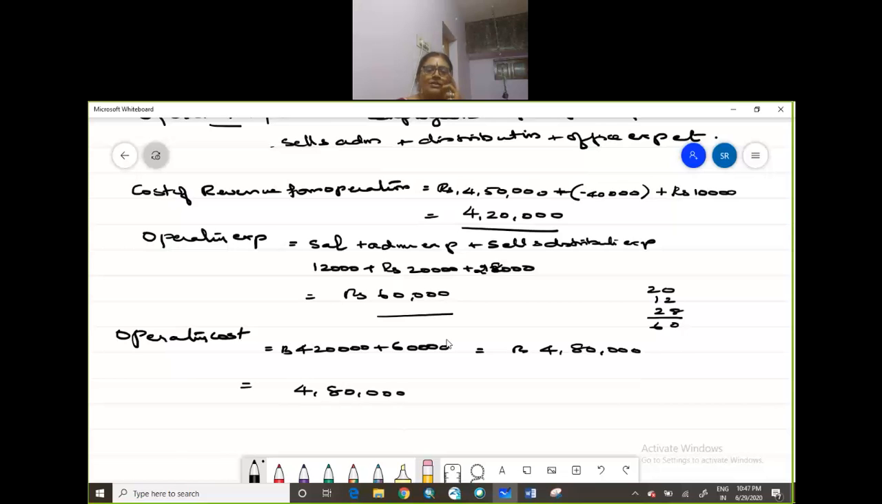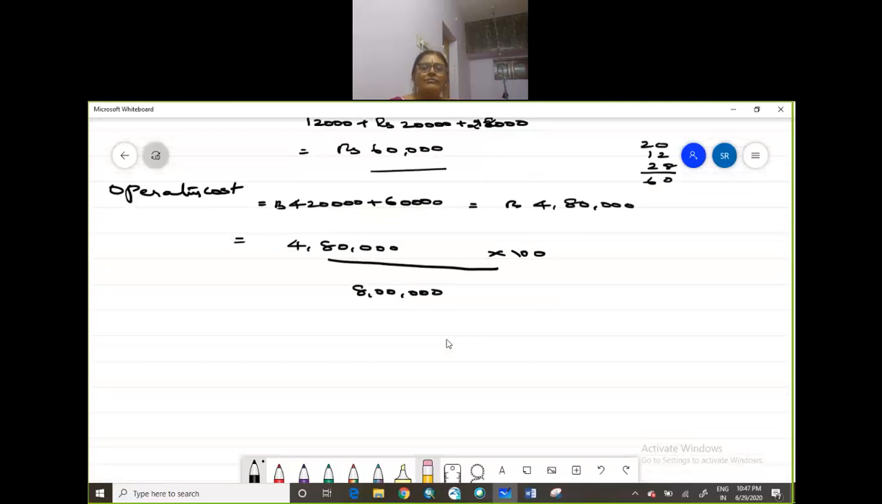What is your revenue from operations? Your revenue from operation is 8 lakhs, which is there in the problem. Now I think it is easy for you to find out. So 480 divided by 8 lakhs, into 100. 8 sixes are 48, so 60%. So there you have your operating cost ratio.